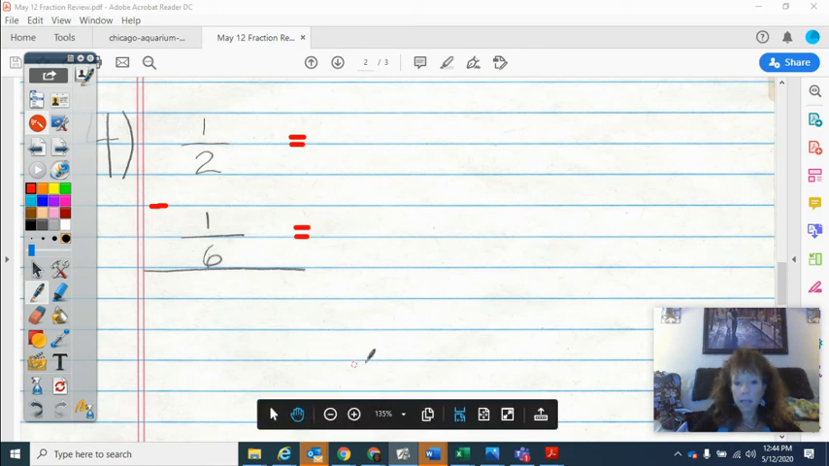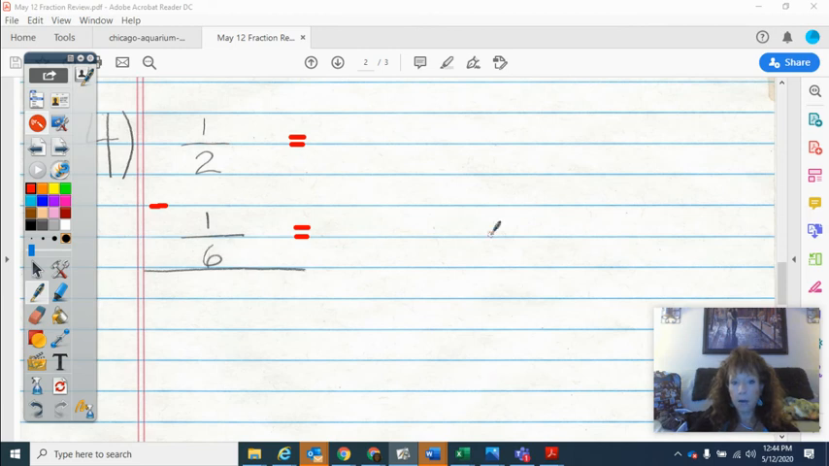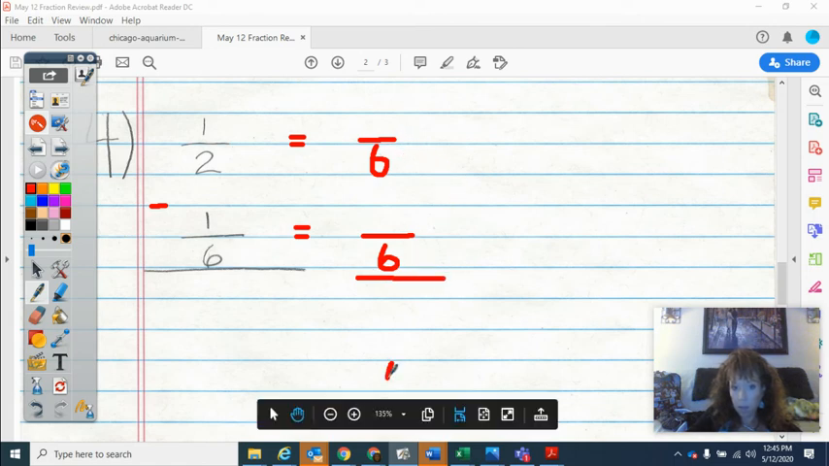Okay, so I could list the multiples again. I'm going to skip that step because hopefully you remember from the last time that our common denominator was 6. The lowest, because there are others we could use, but the lowest common denominator between 2 and 6 is 6. So I've got a 6 here, I've got a 6 here, and so I will have a 6 down here in my answer.